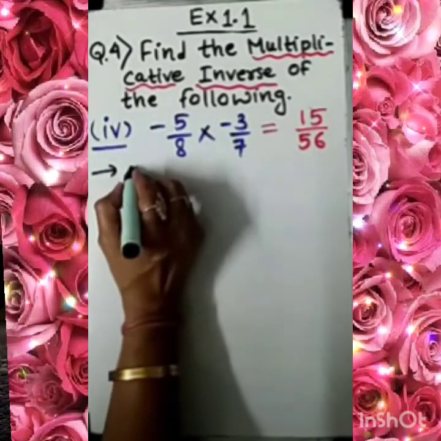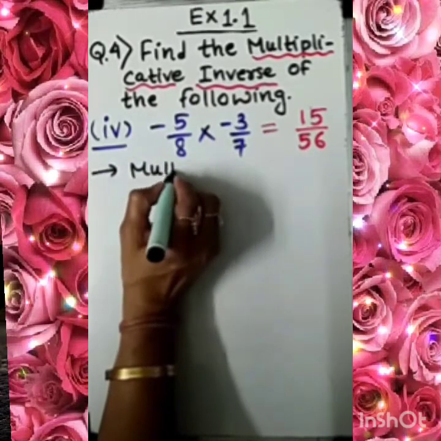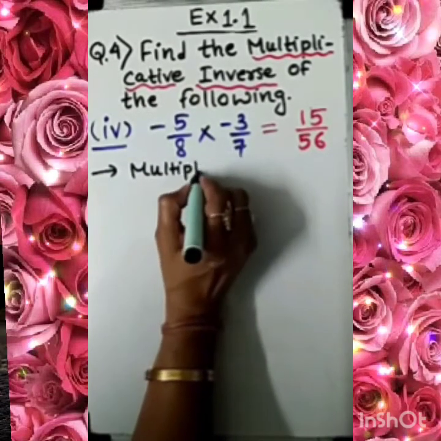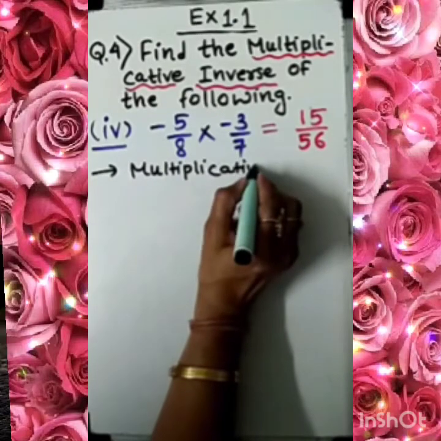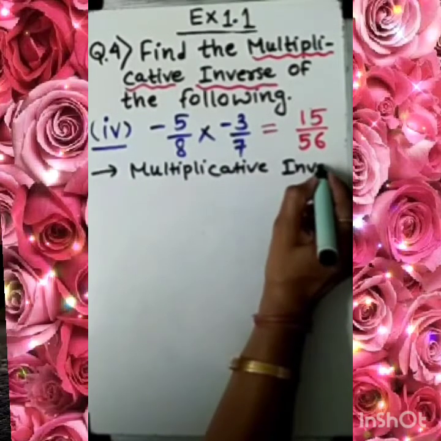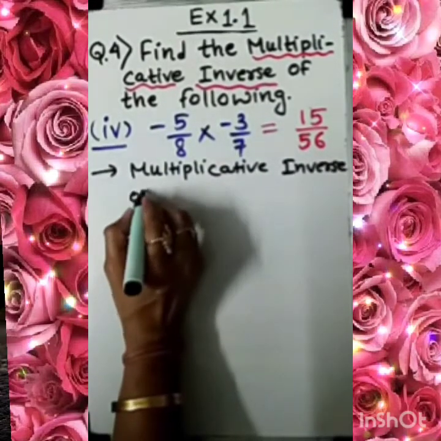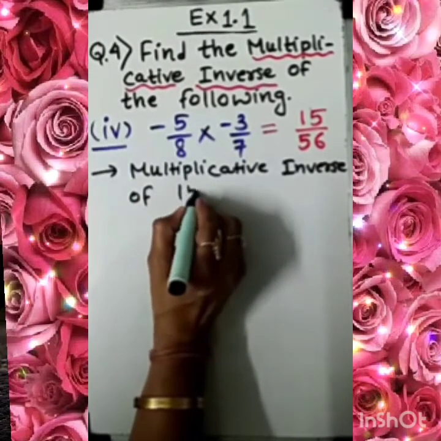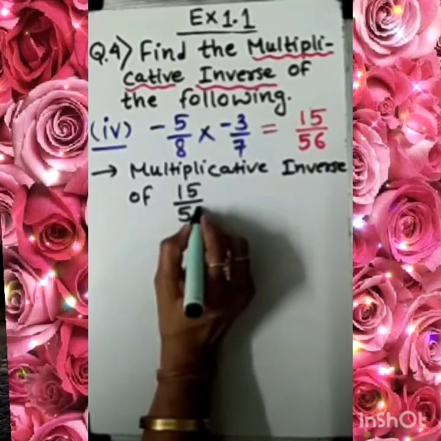So now, after simplification, let's note down the multiplicative inverse of. So dear student, you know very well the number is now 15 upon 56.